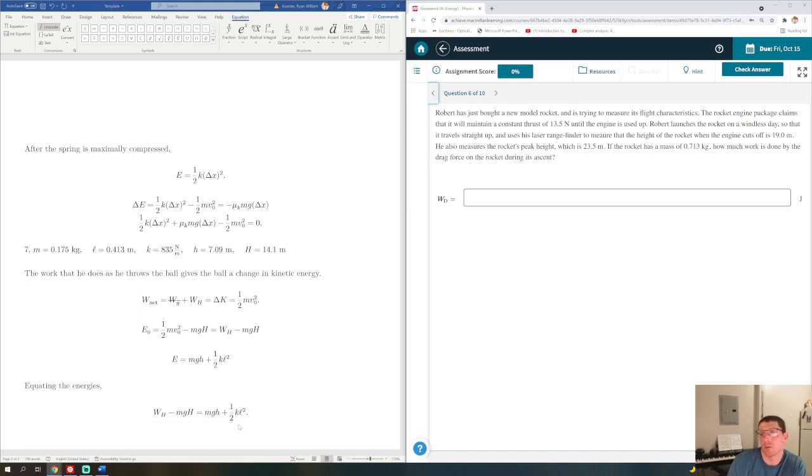Robert has just bought a new model rocket and is trying to measure its flight characteristics. The rocket engine claims, blah, blah, blah, okay. Travels straight up. There's some height, there's another height, and a mass.